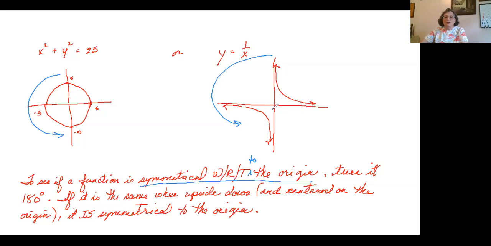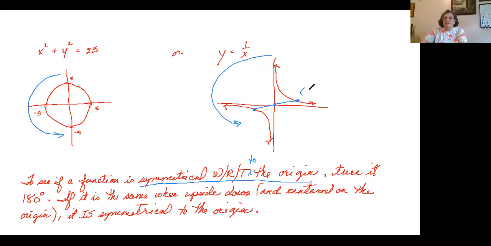Symmetrical to the origin means that every point has a corresponding point if you draw a line from the point to the origin and then keep going through the origin along the same line, the same distance.